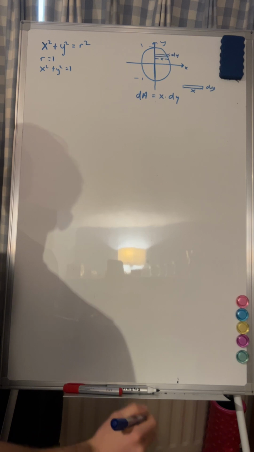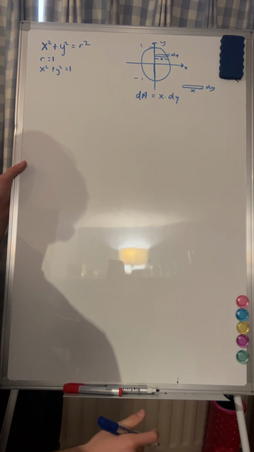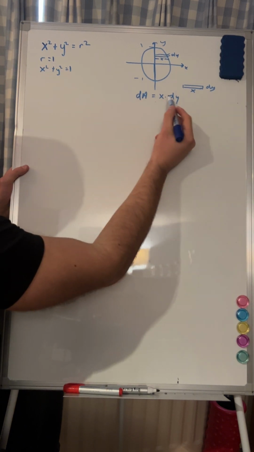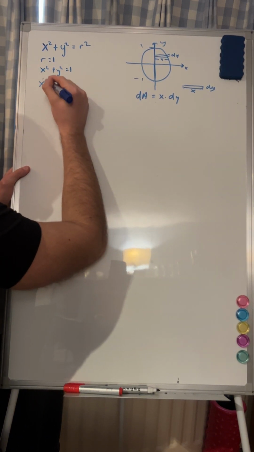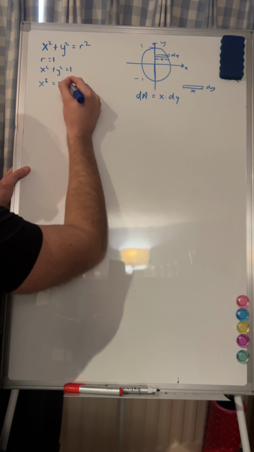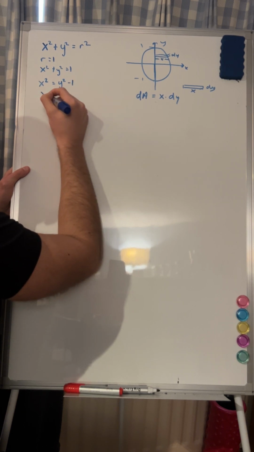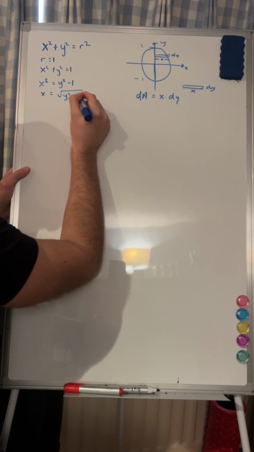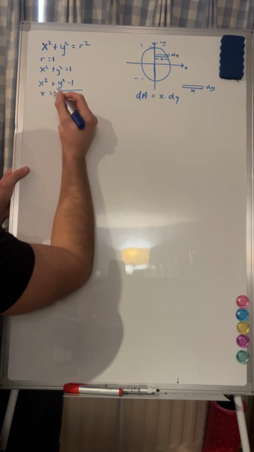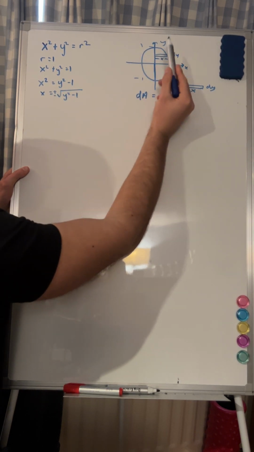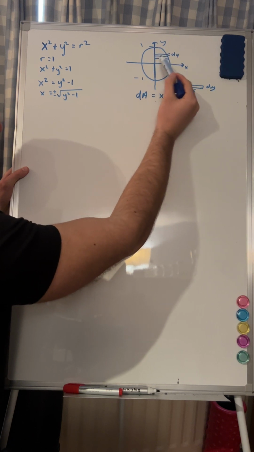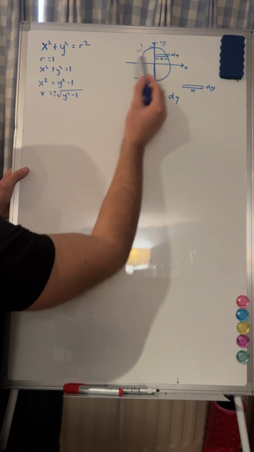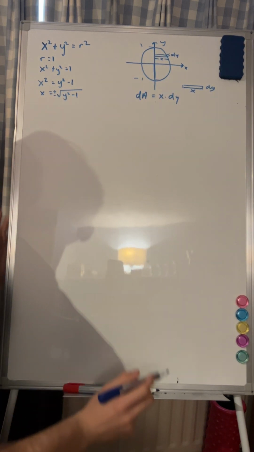So the next thing we need to do is rearrange this in terms of x. So we have x squared equals 1 minus y squared. So x equals plus or minus the square root of 1 minus y squared. The plus here means that we're going to be integrating this portion to flow from here all the way to here, and then the minus would be on the other side of the y-axis.